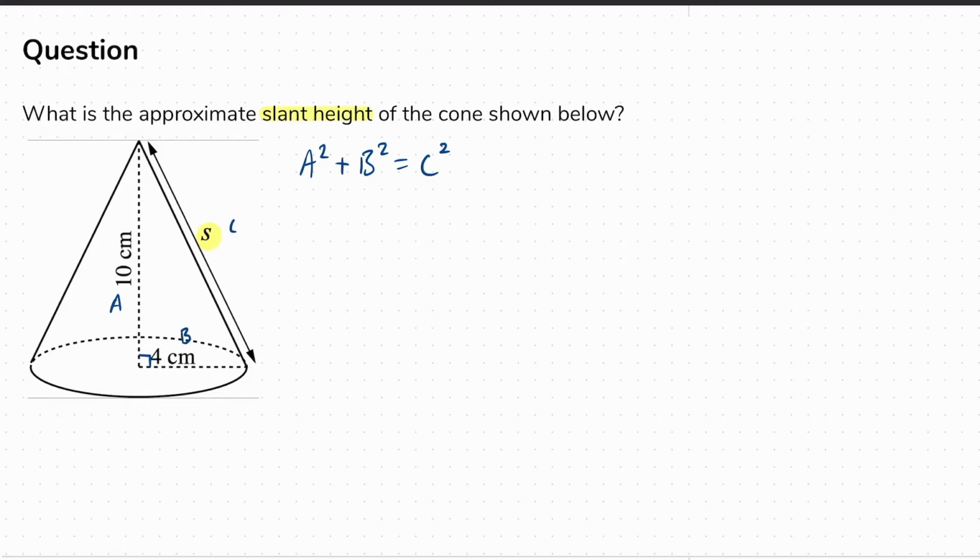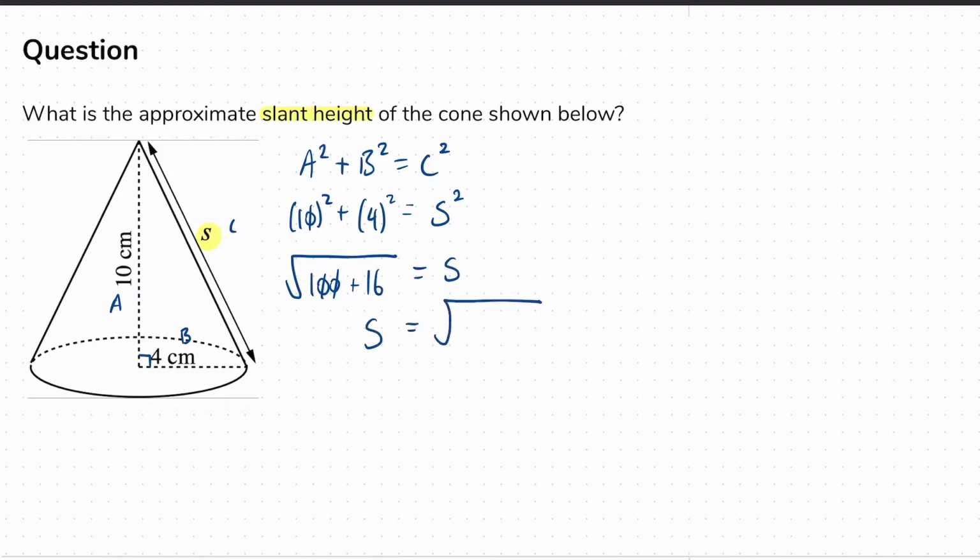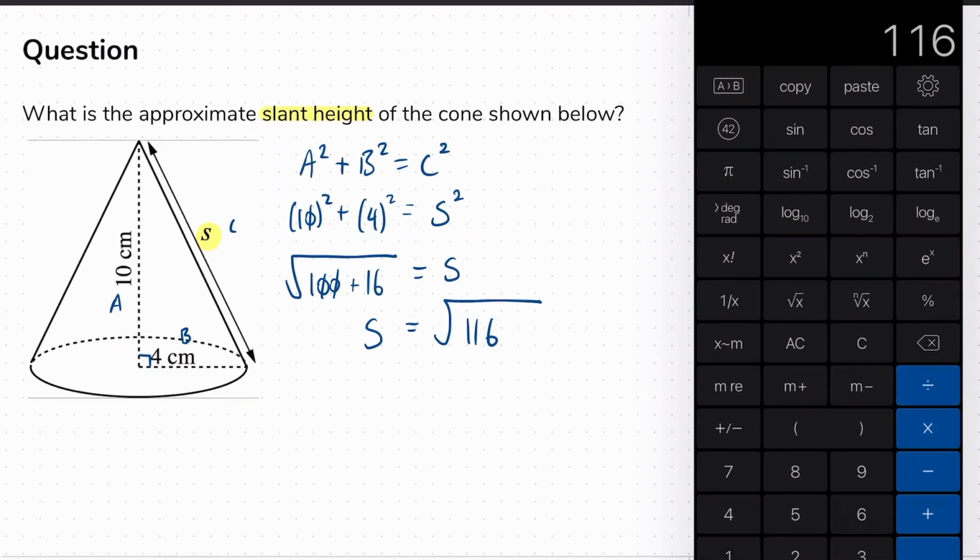So substituting that, I get 10 squared plus 4 squared equals s squared. So s is the square root of 10 squared, which is 100, plus 4 squared, which is 16. S is equal to the square root of 116, which is approximately equal to 10.77 centimeters.